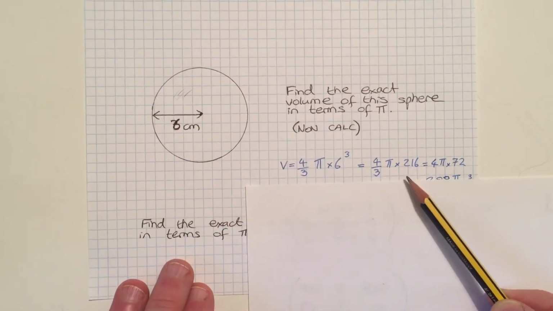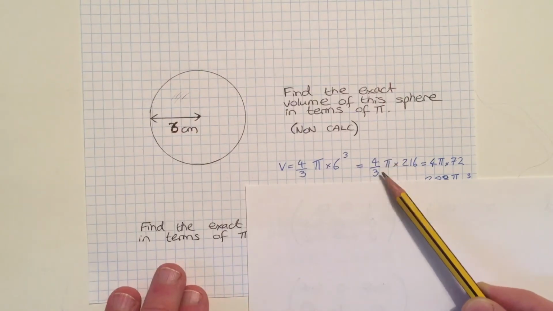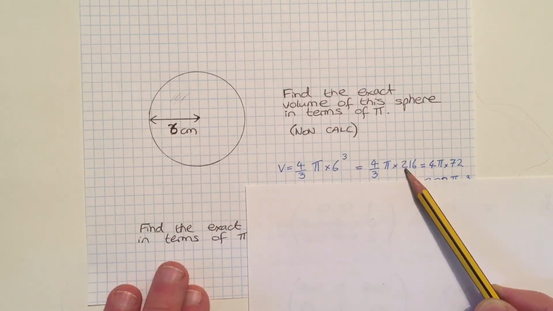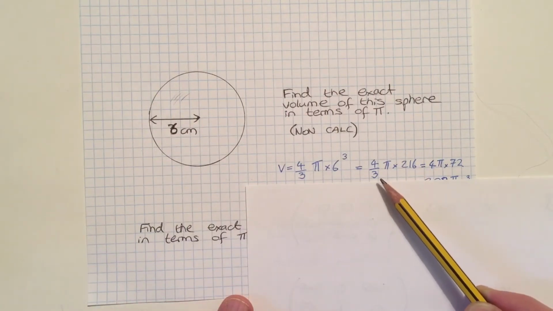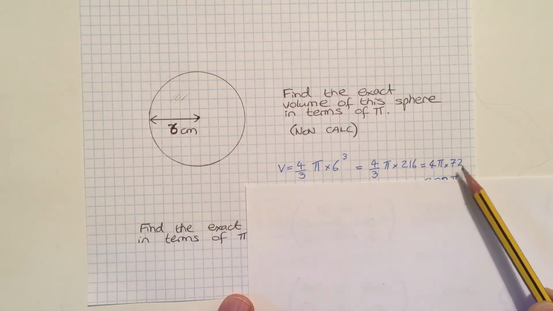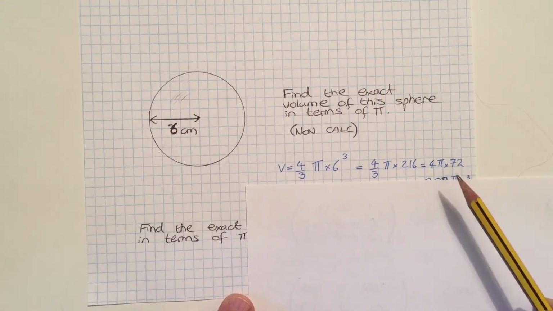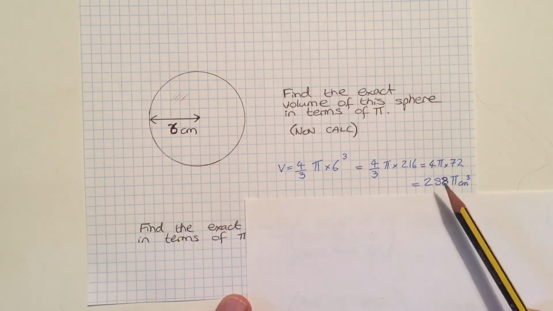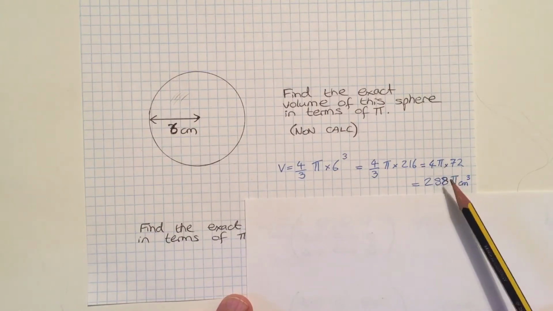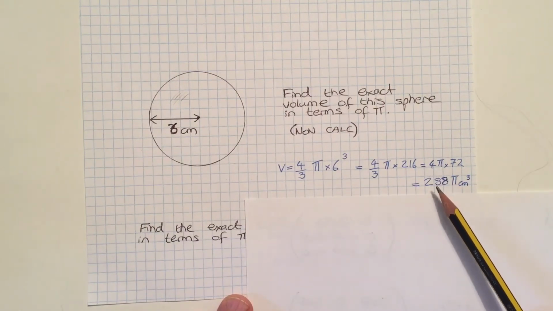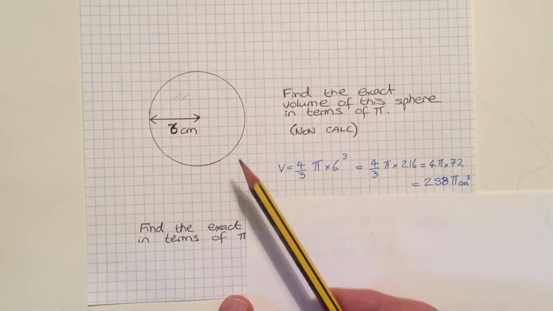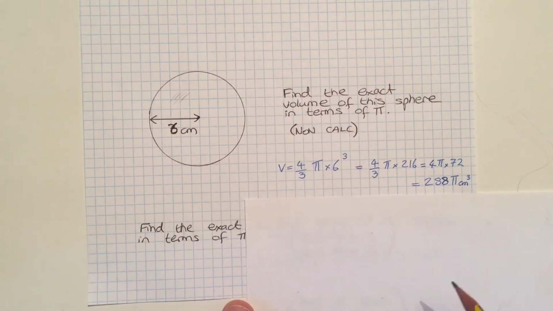Now I need to multiply that by 4/3. To do that, I'm first going to divide by 3. So 216 divided by 3 is 72. Then I'm going to times by 4. 4 times 72 is 288. And then not forgetting the pi. This 288 will get multiplied by that pi as well. I'm leaving my answer in terms of pi. So the exact volume of this sphere is 288 pi centimetres cubed.